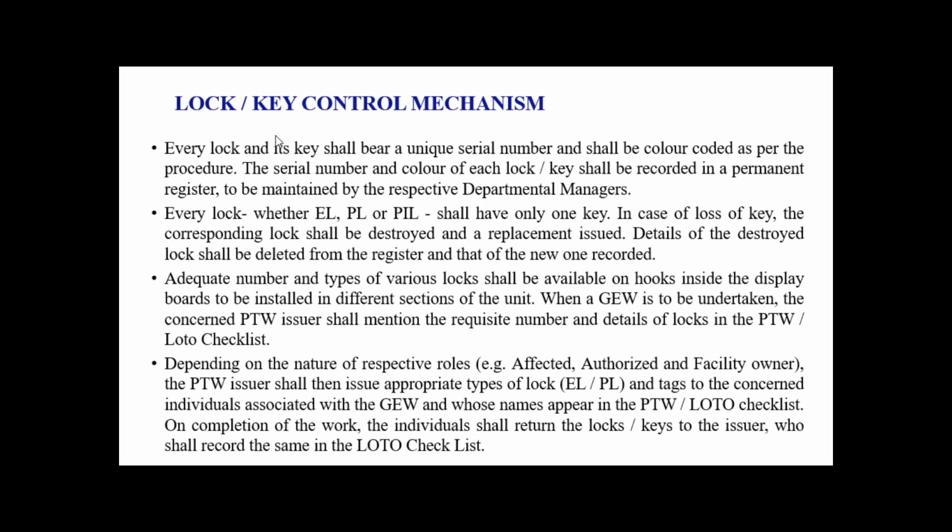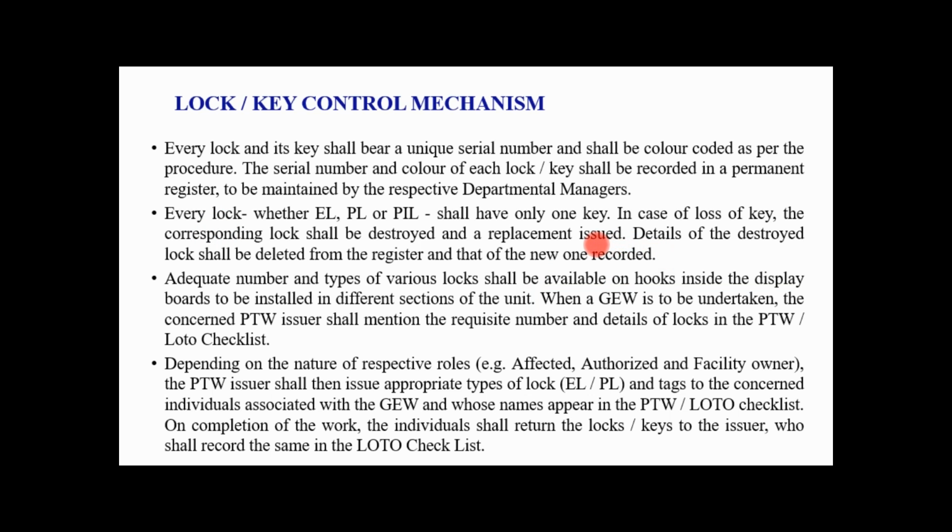So for this lock or key control mechanism, every lock and its key shall bear a unique serial number and shall be color coded as per the procedures. We have already talked about the different color coding systems like yellow, red, black, blue, etc. The serial number and color of each lock or key shall be recorded in a permanent register to be maintained by the respective department managers, and every lock, whether EL, PL, PIL, shall have only one key. In case of loss of key, the corresponding lock shall be destroyed and a replacement is issued.